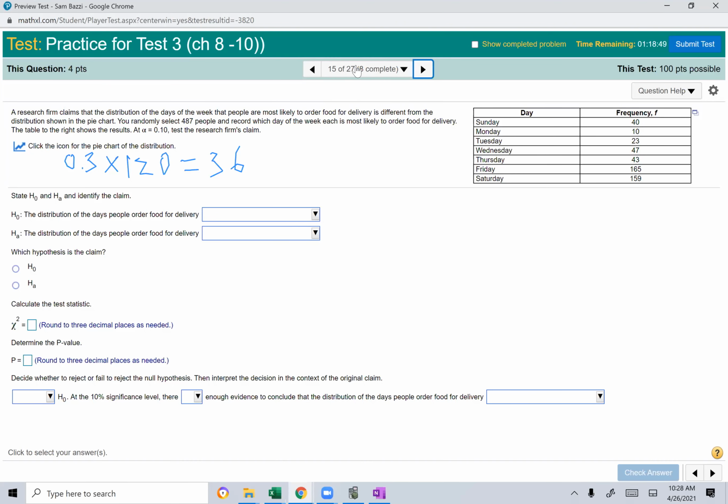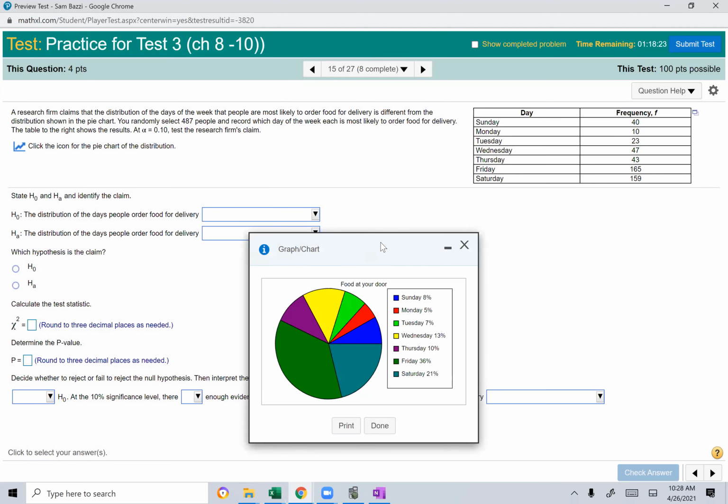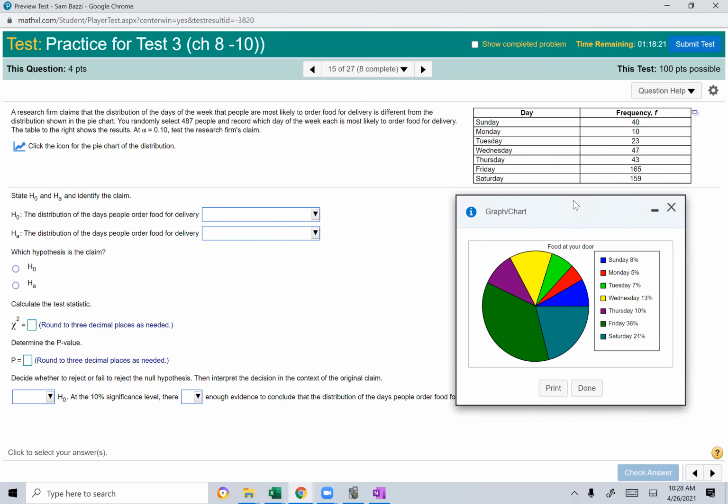Let me clear here. Now, this is a complete problem. This is section 10.1, guys. We're reviewing goodness of fit, so please pay attention to this. A research firm claims that the distribution of the days of the week that people are most likely to order food for delivery is different from the distribution shown in the pie chart. Here's the pie chart right here.